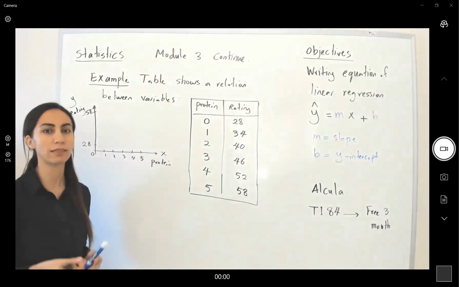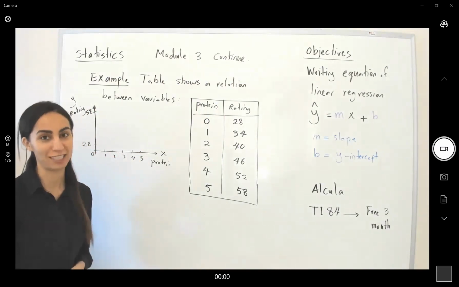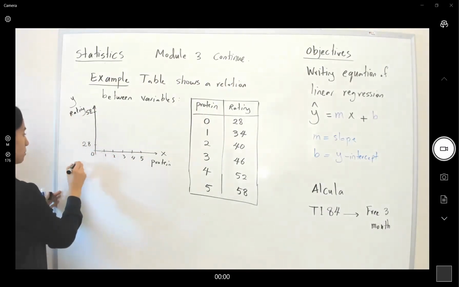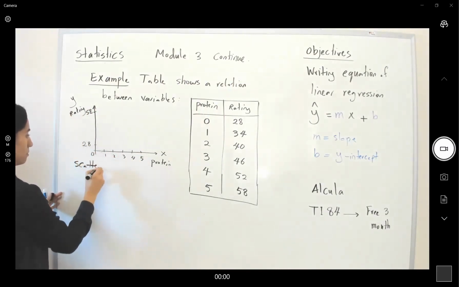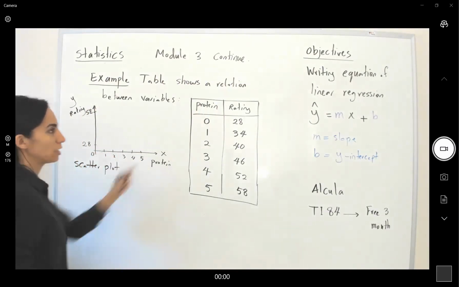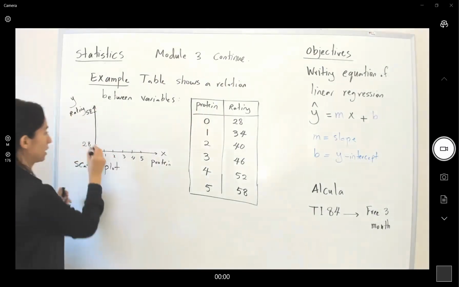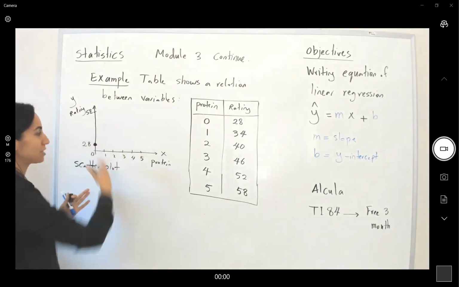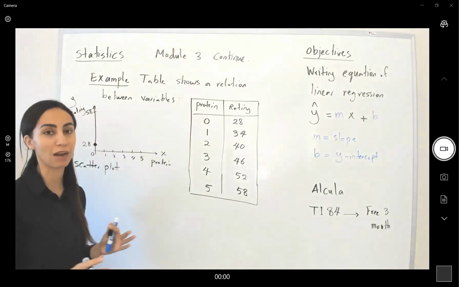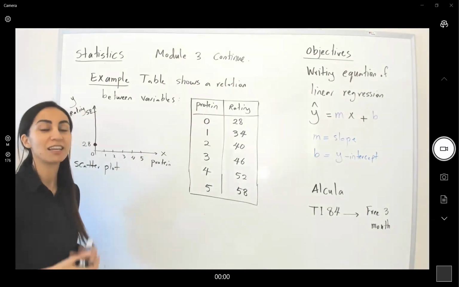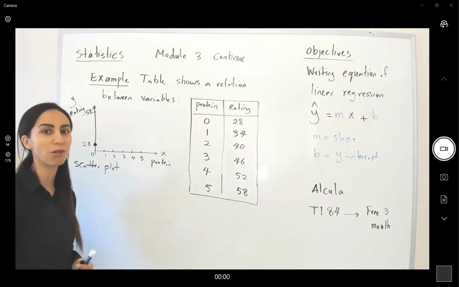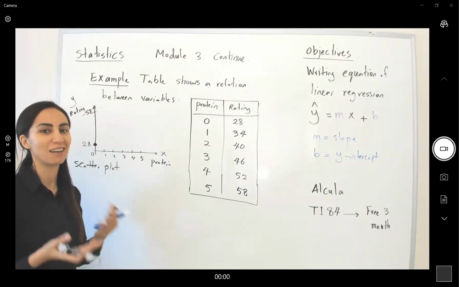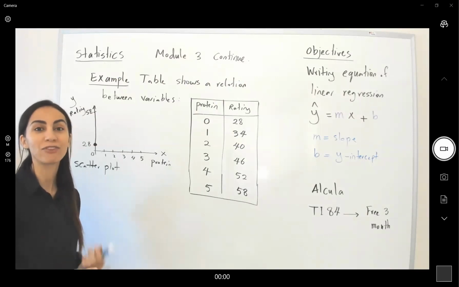So let us take a look at the scatter plot in this case. Our scatter plot says if X is 0, my Y is 28. This is my very first point in this scatter plot. Guys, a scatter plot is different from a dot plot. It's different from a histogram. These are all different graphs.